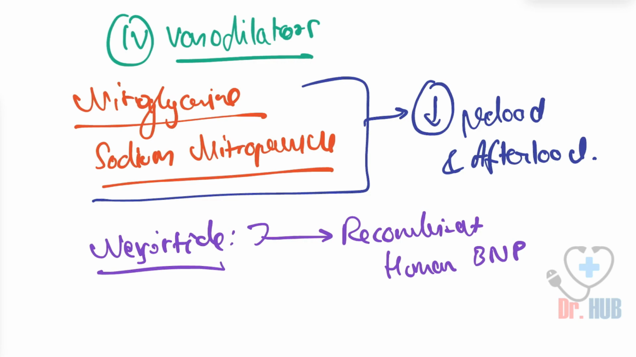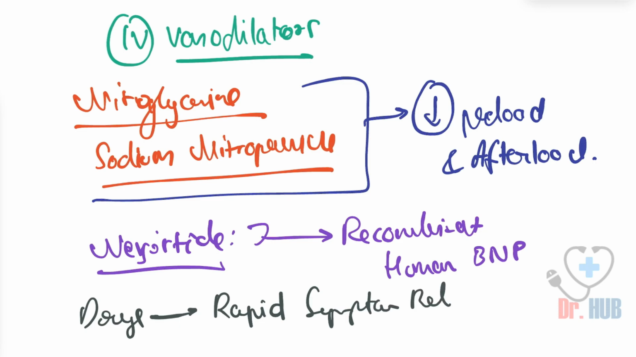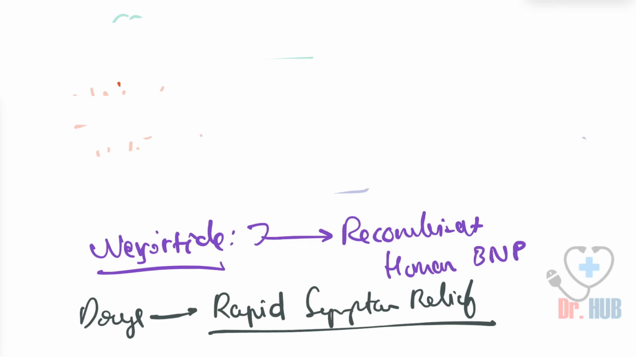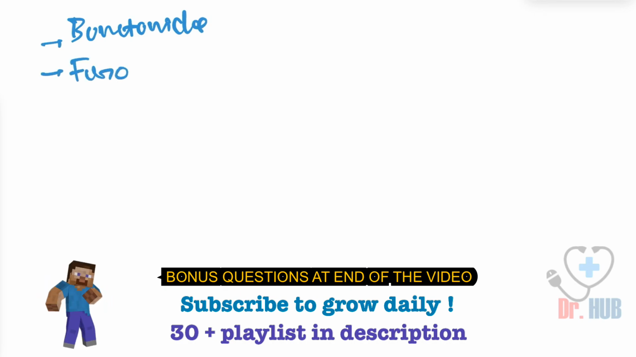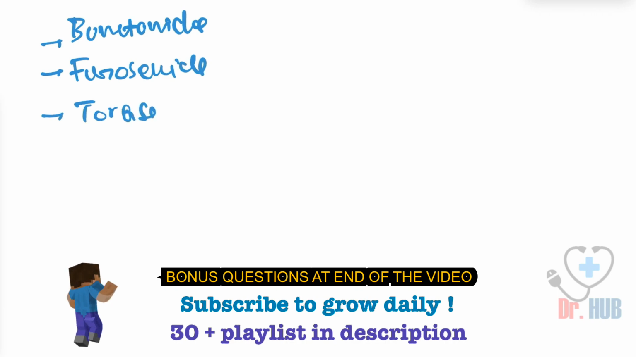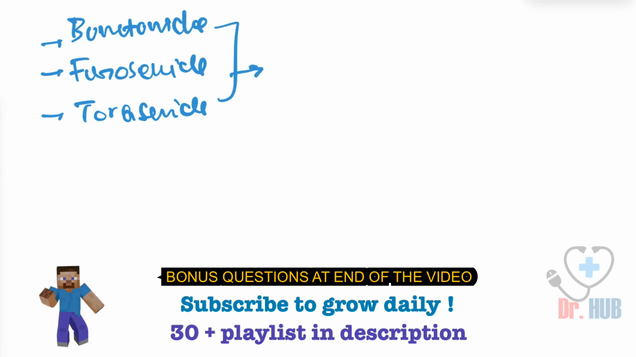Next, the question we asked was, what are the drugs used in case of rapid symptom relief? Now we are going to look at that answer. It includes bumetanide, furosemide, and torsemide.